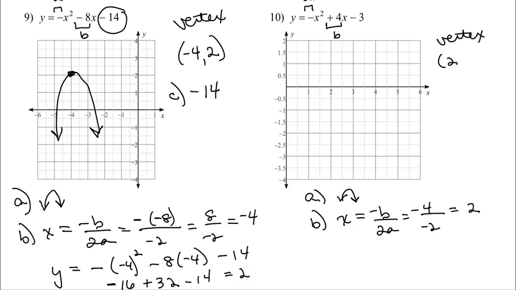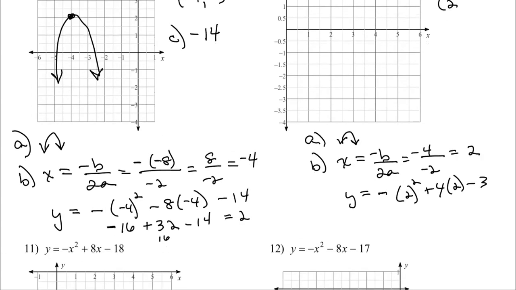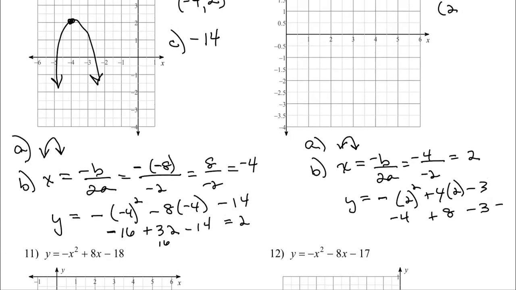Okay, so now let's get our y value. Y equals, plugging it in, I have a negative x squared, so that's negative 2 squared plus 4 times 2 minus 3. Okay, negative 2 squared is a negative 4, plus an 8, minus a 3. Negative 4 plus 8 is a positive 4, and 4 minus 3 equals a 1. So my vertex is going to be 2, 1.